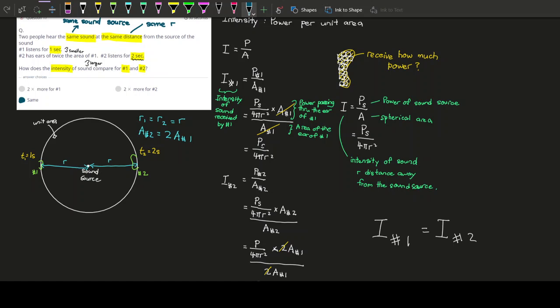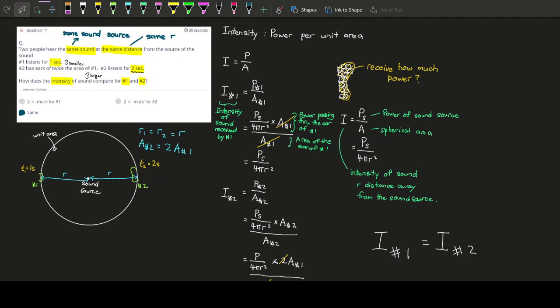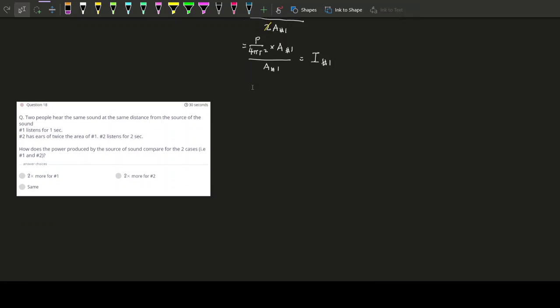So even though you have bigger power, you also have bigger area to divide. So the enlargement of the power and the enlargement of the area will cross each other out. So basically nothing changed for the intensity. Okay, that's a more conceptual way of thinking about it. But it's still the same sound. If same sound, same distance, intensity should be the same. Okay, so that's question 17 for you. Let's move on to question 18.